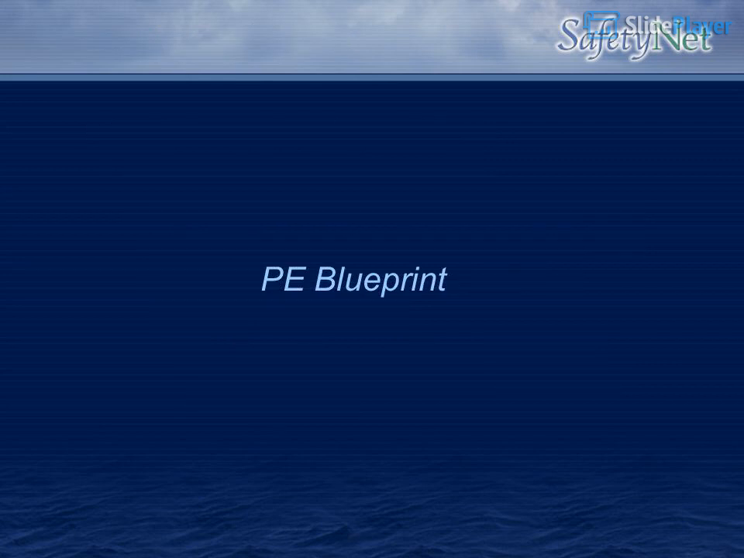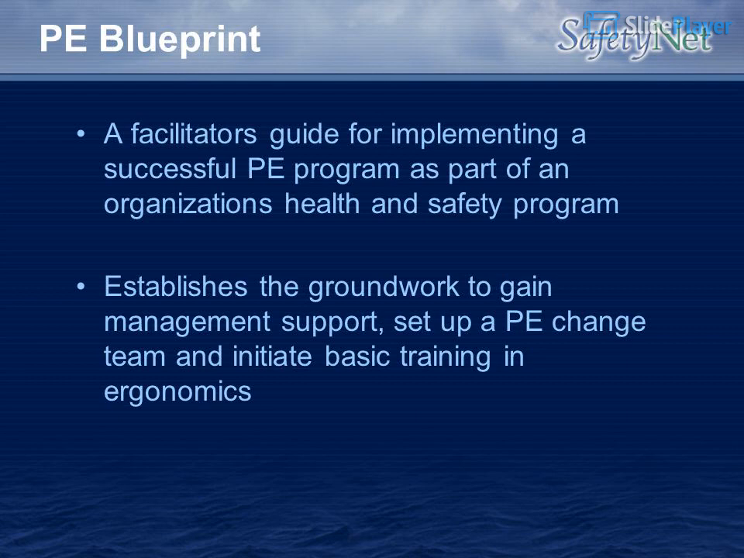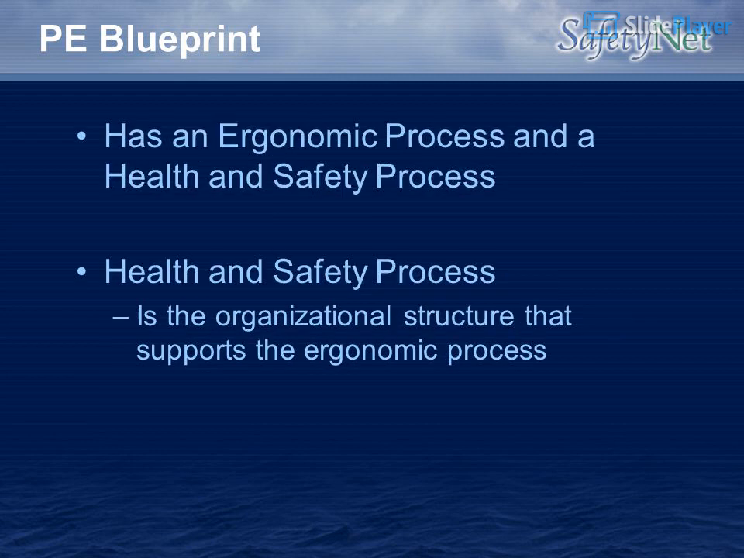P Blueprint, Wells, Fraser, and Laing, 2000. A facilitator's guide for implementing a successful P program as part of an organization's health and safety program. It establishes the groundwork to gain management support, set up a P change team and initiate basic training in ergonomics. P Blueprint has an ergonomic process and a health and safety process, which is the organizational structure that supports the ergonomic process.